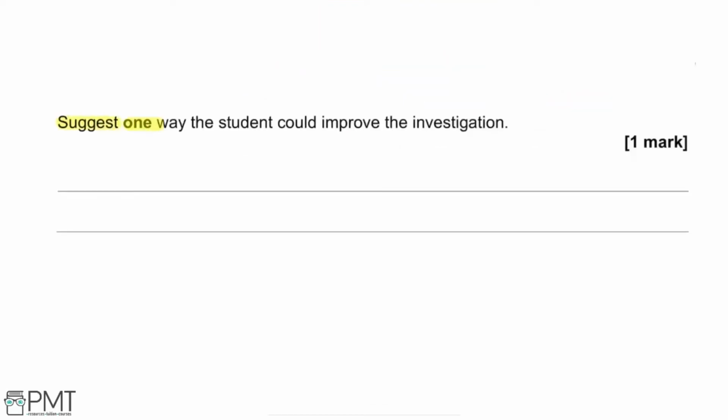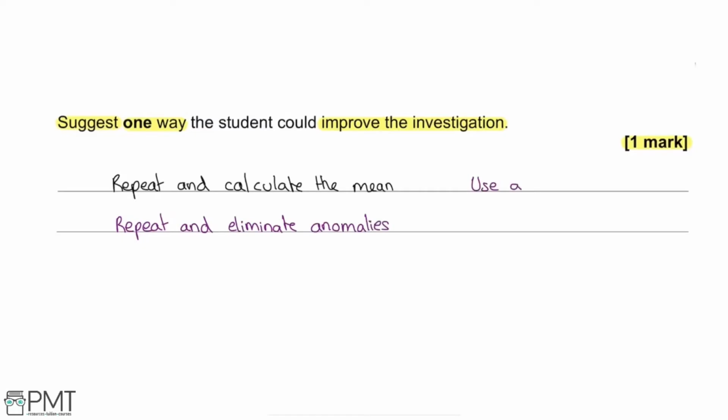Suggest one way the student could improve the investigation, and this is worth 1 mark. So you need to come up with some ways that they could get a better result. So they can carry out repeats and calculate the mean. That increases the likelihood of an accurate result. Similarly, they could carry out repeats and eliminate the anomalies, so an anomaly is an outlier that doesn't fit with the pattern. They could use a control disc, so this is one that's got no antibiotic on it, or they could try again with different types of bacteria.